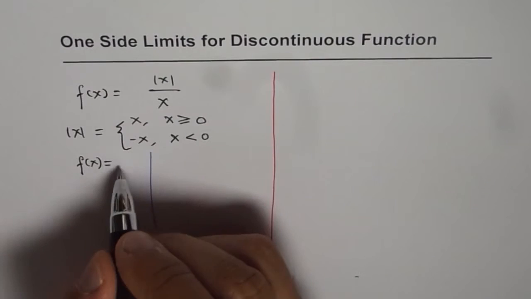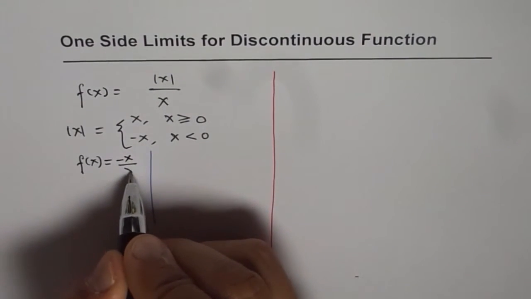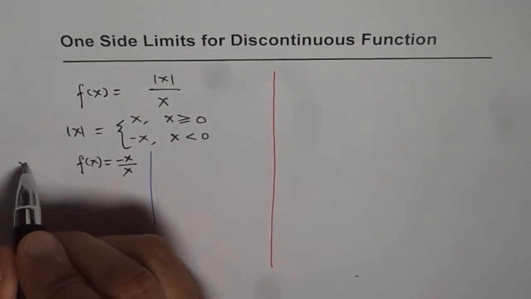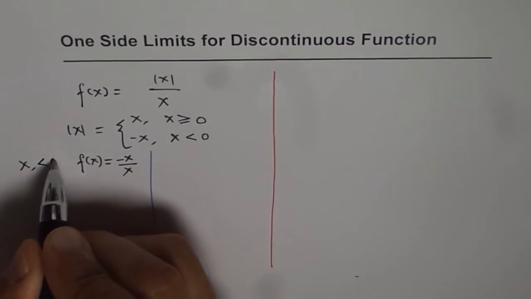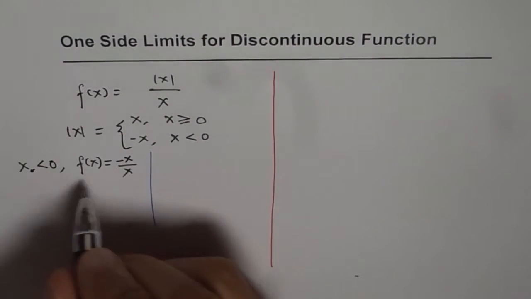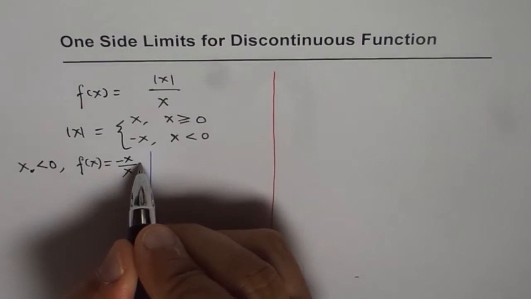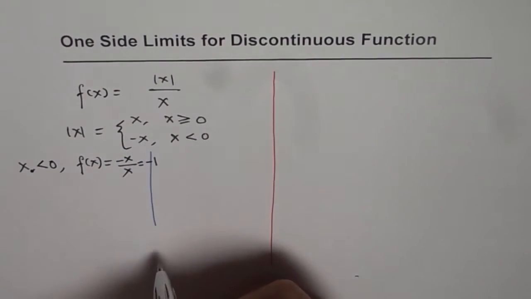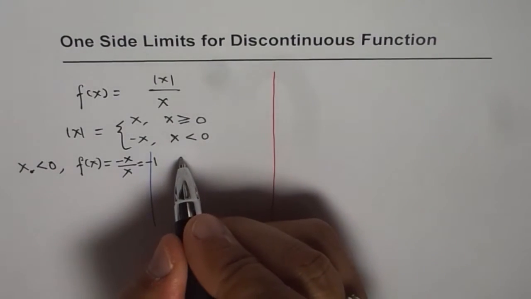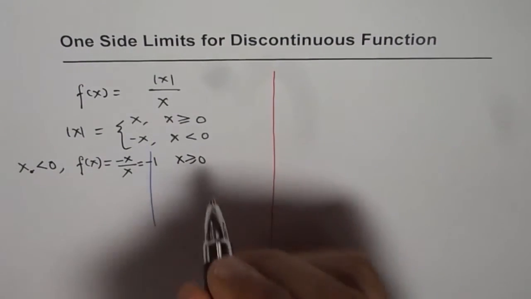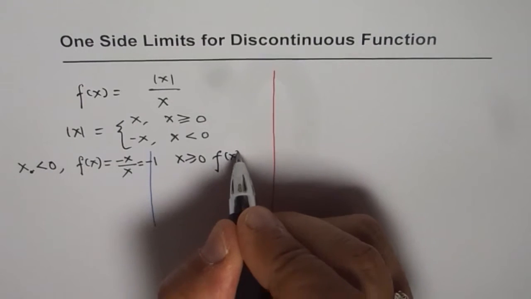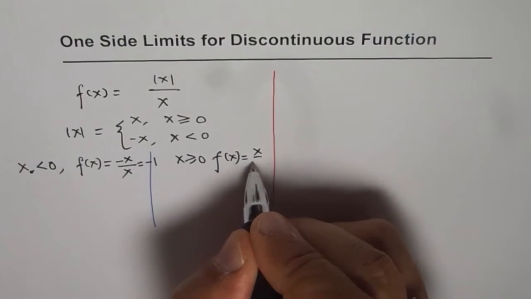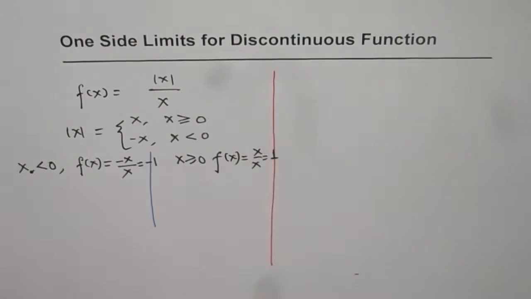x is going to be minus x, right? So it will be minus x over x. This is when x is less than 0, right? So that is to say that the function is equal to minus 1 here. But if x is greater than or equal to 0, in that case f of x is equal to plus x over x, which is equal to 1, correct?